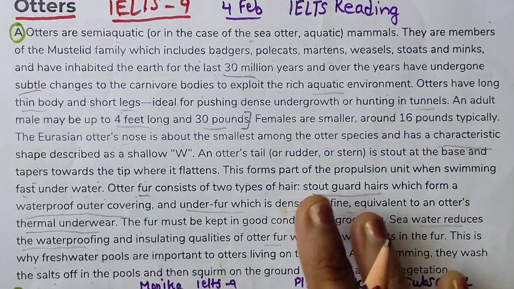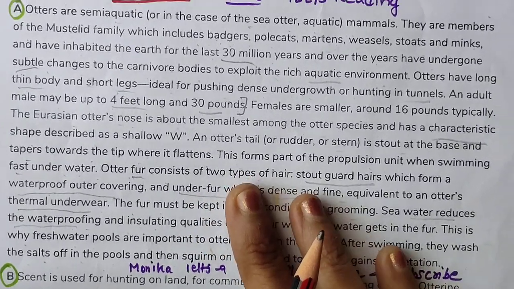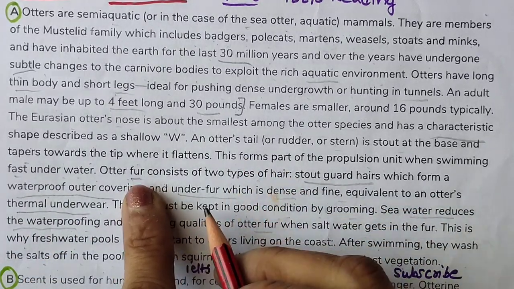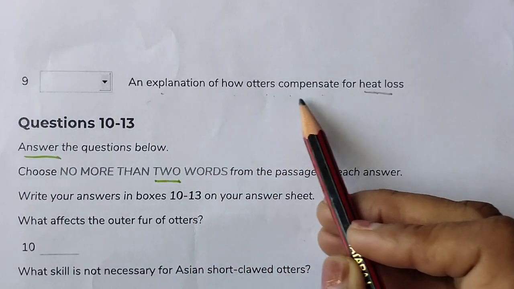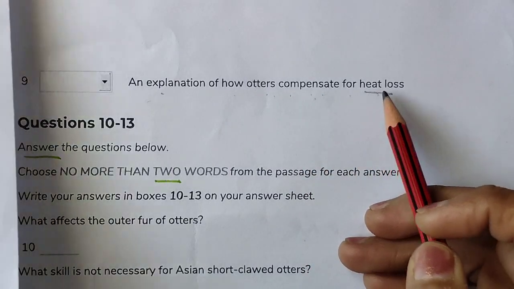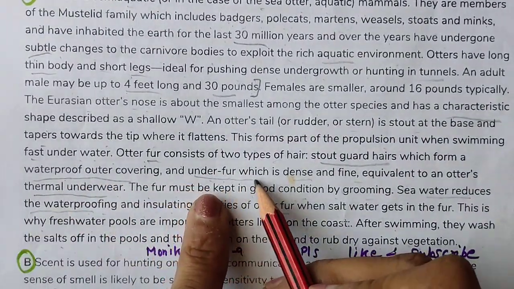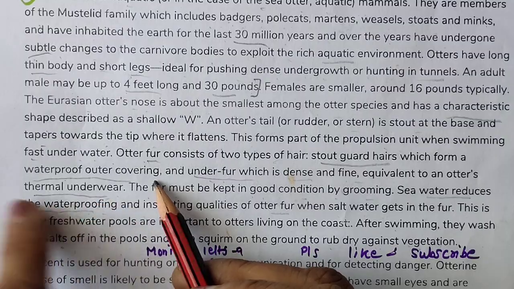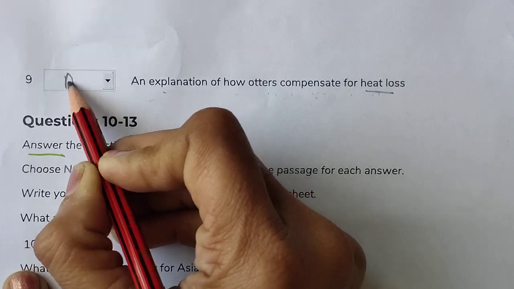So heat loss. All the paragraphs we have done, but here at this place directly I couldn't find it, but here I was just thinking about fur. Fur means, so first let's understand the meaning. An explanation of how otters compensate for heat loss. So here God has given them fur which is dense and fine, equivalent to an otter's thermal underwear. It means they will compensate for heat loss. So A we can put here.